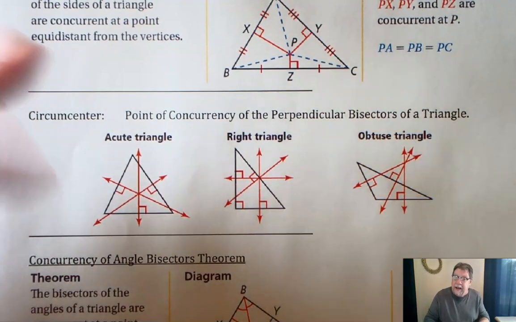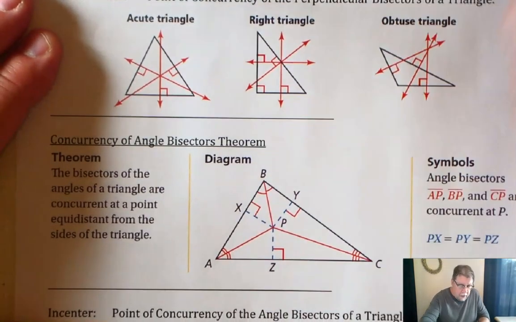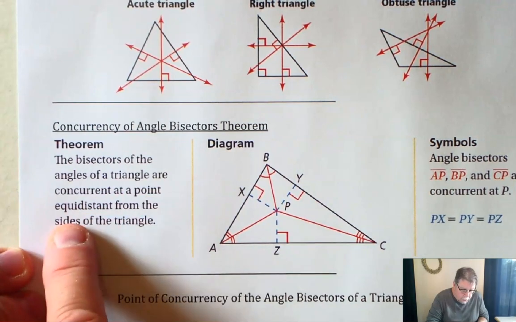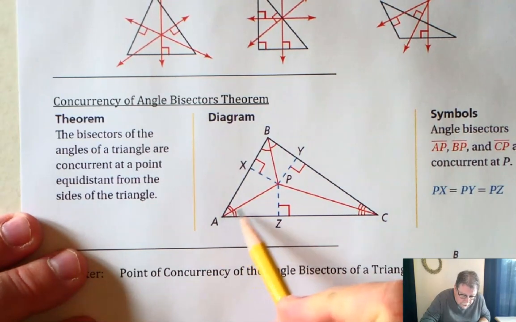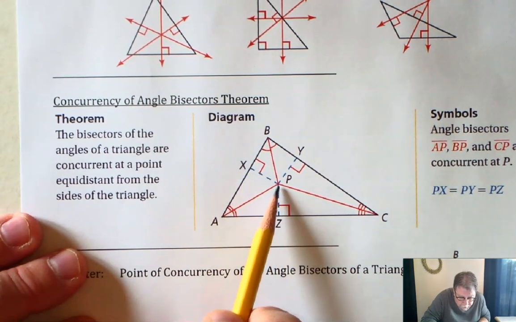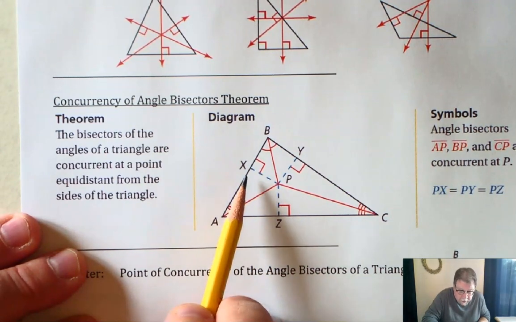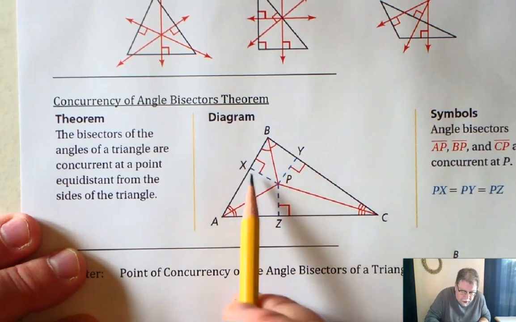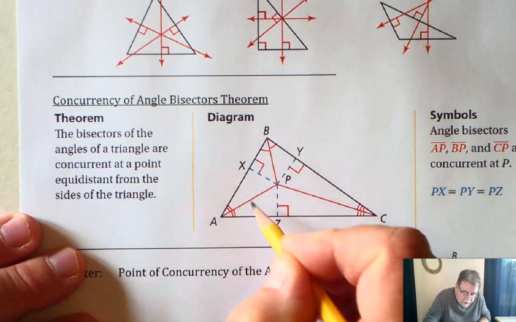All right, and then we have the same kind of deal when we talk about the angle bisector. So we have the concurrency of angle bisectors theorem, which basically says that the bisectors of the angles of a triangle are concurrent at a point equidistant from the sides of the triangle. So like we did before, if this is the angle bisector, then that means point P is equidistant from side AB and side AC. So these blue dotted lines would be congruent. The same thing would be true with this angle bisector and this angle bisector. So all three dotted lines would be congruent, meaning you could draw a circle inside the triangle.